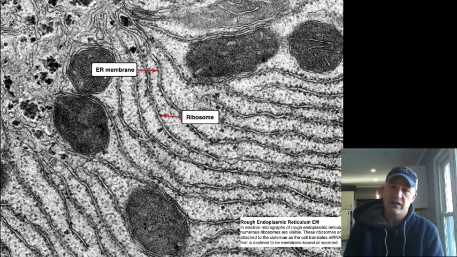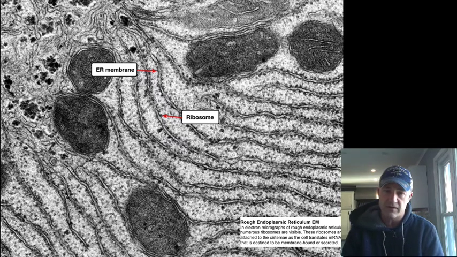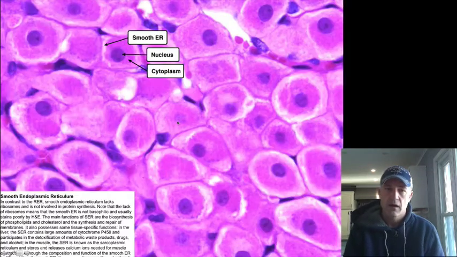And again, this is showing you an electron micrograph with these rough endoplasmic reticulum. You can see the ribosomes embedded in the membrane. Again, that's what makes it different from the smooth endoplasmic reticulum, which is probably up here, where you do not see any of these little bumps along the membrane.